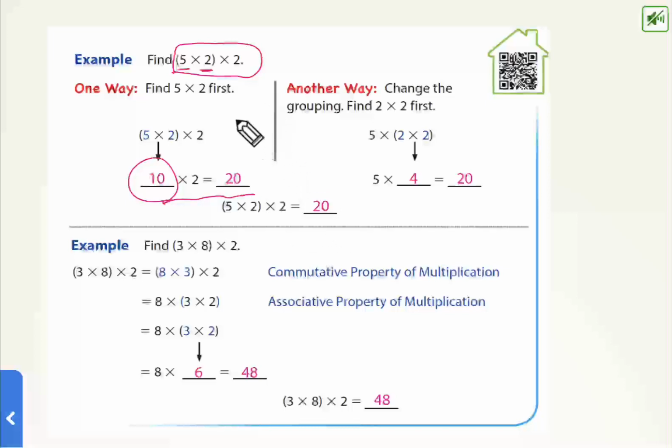And we can multiply 2 by 2 first. So when we multiply 2 times 2 first, we get 4. Then we multiply it by 5 to get 20.